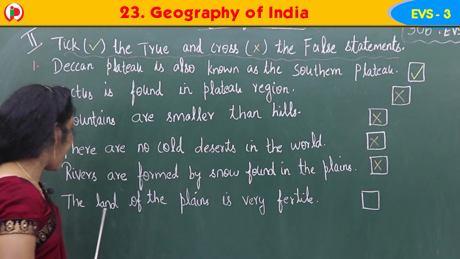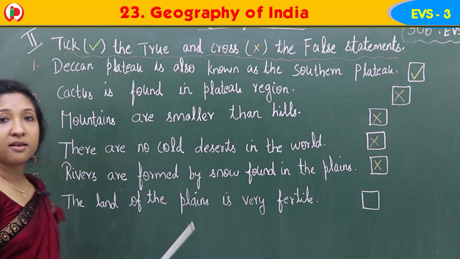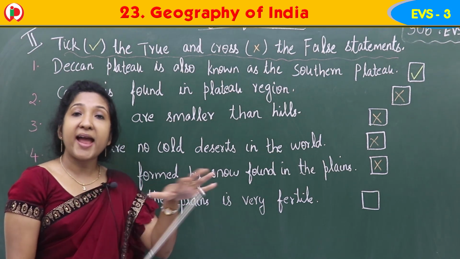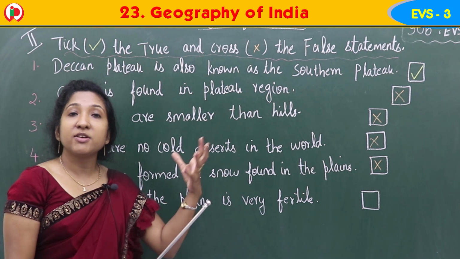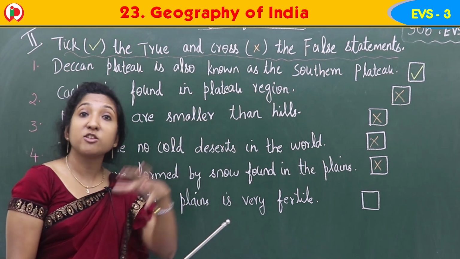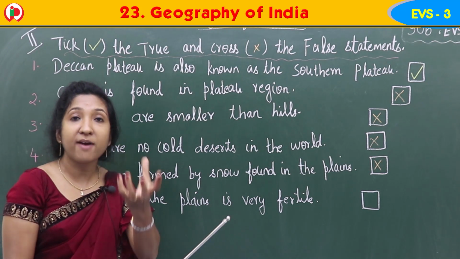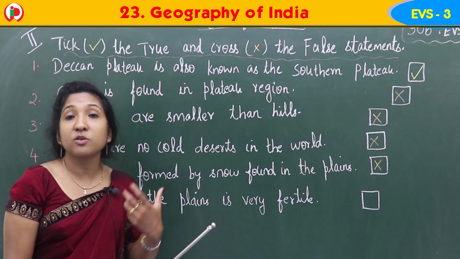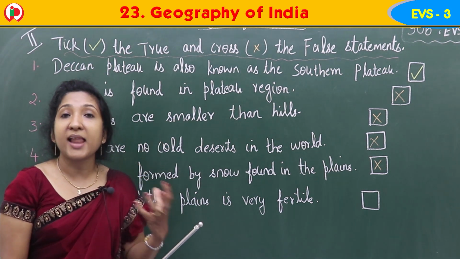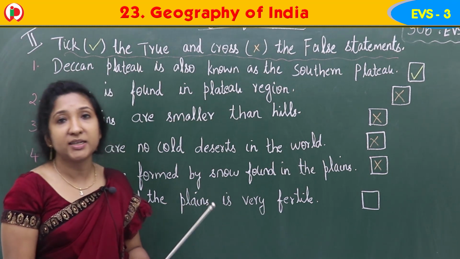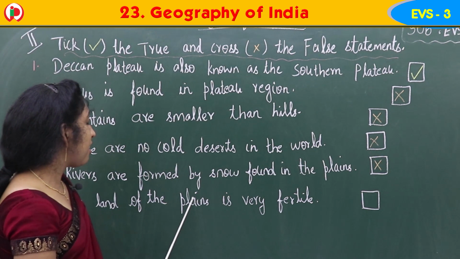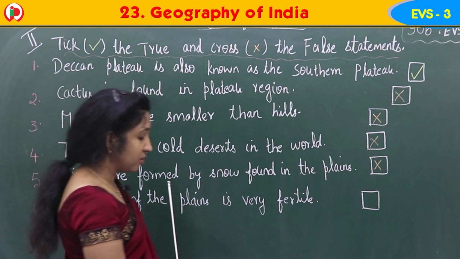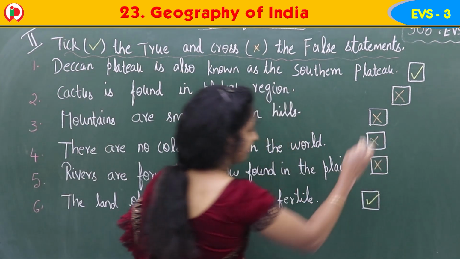Now the last one, the land of the plains is very fertile, isn't it? Yes, the plains are a very broad and flat area of land, because rivers like Ganga and Yamuna flow from the mountain range to the plains. The rivers leave behind a fine sand called silt. Smooth fine land holds a lot of water, so it's very good for growing crops. The land in the plain region is very fertile. So the given statement is true. It is a correct statement, so you can give a tick mark here.